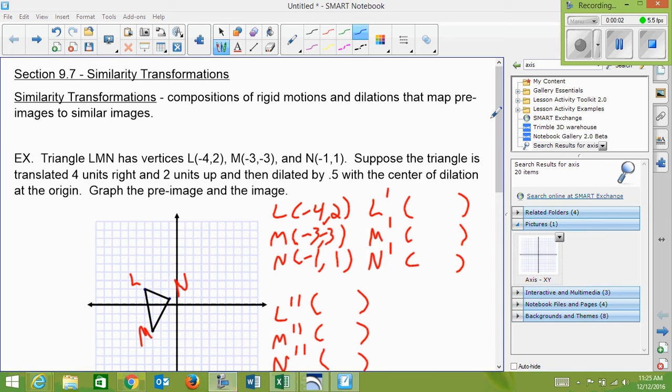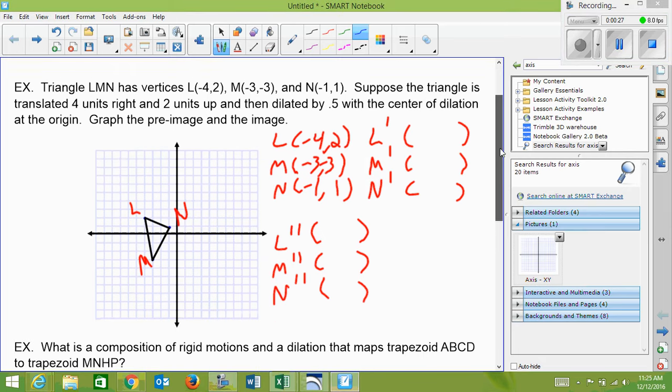Hello and welcome to section 9.7, which is on similarity transformations. A similarity transformation is a composition of rigid motions and dilations that map pre-images to similar images. So now we are combining making something smaller and bigger along with our reflections, translations, and rotations.